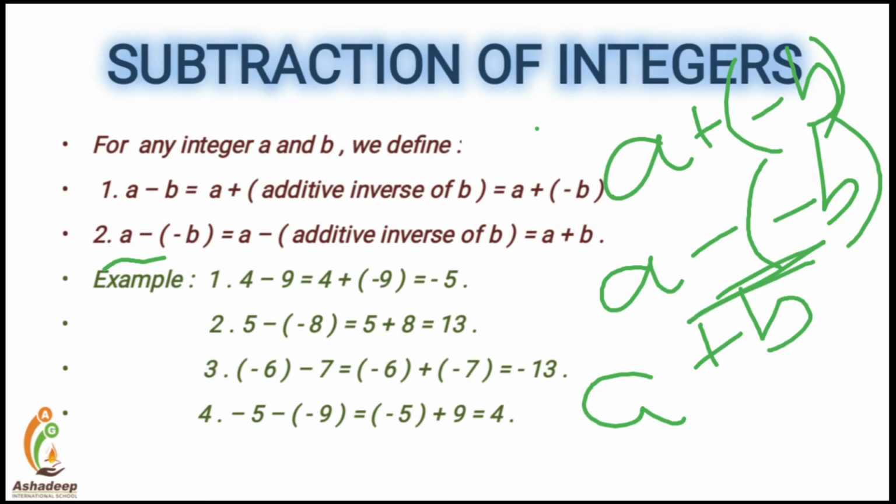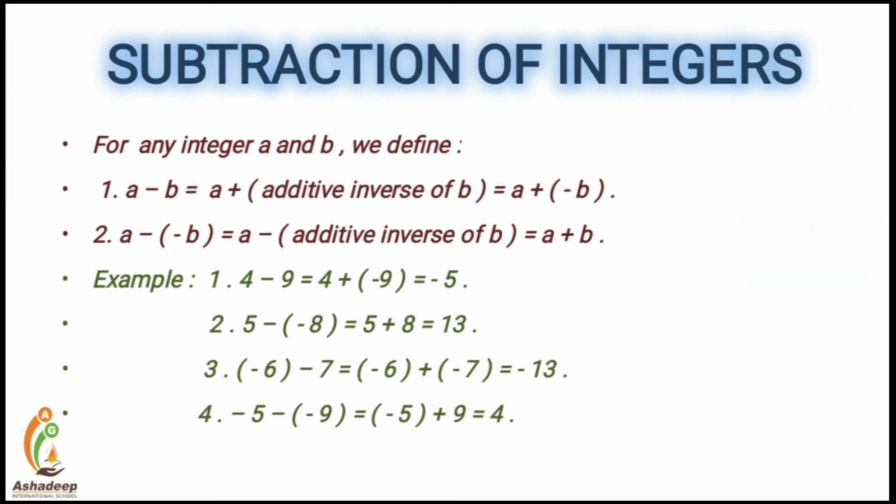This minus minus becomes plus. Clear? So this is how we can do a plus b. It means when we subtract a negative integer from a positive integer, the negative integer becomes positive. Clear?